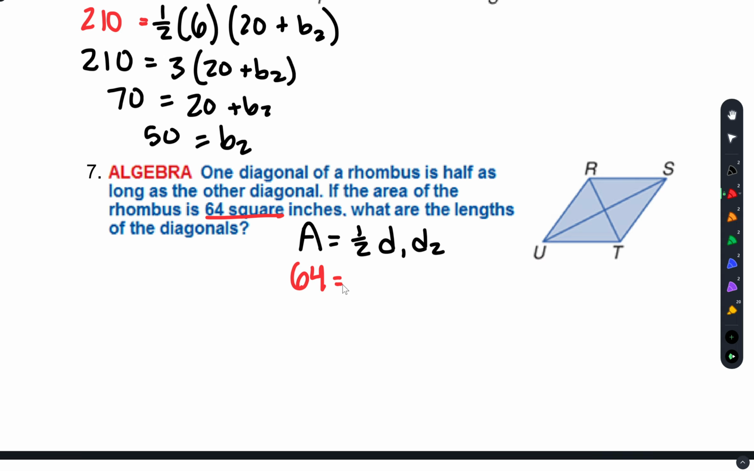And then I need to relate the two diagonals, diagonal 1 and diagonal 2. It doesn't tell me which one is which, so I'm just going to start with 1/2 D1. Then how does diagonal 2 relate to my other diagonal? How would I write D2? I'll write it off to the side for now. How does D2 relate to D1? Caitlin?